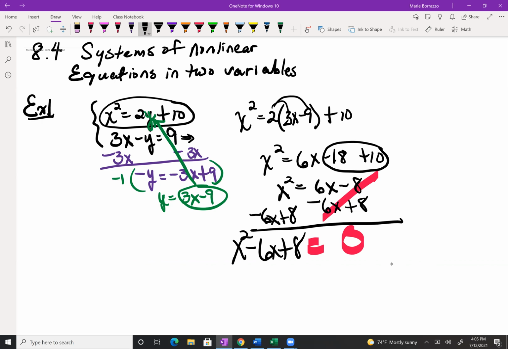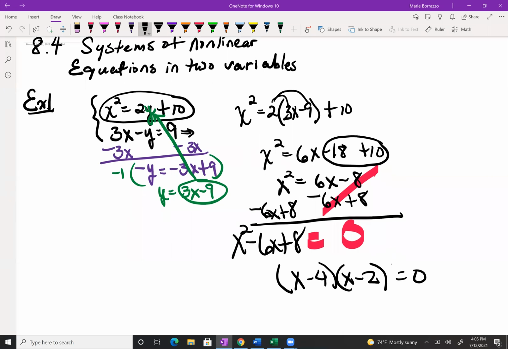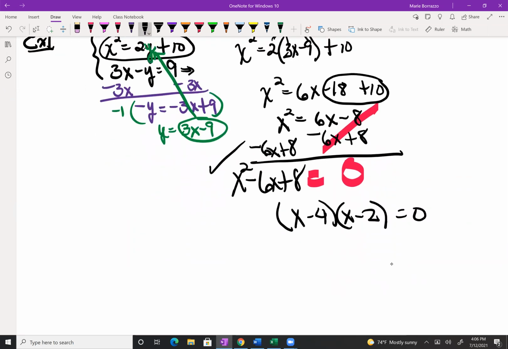When we factor this, we know that this is (x minus 4) and we know that this is (x minus 2). And that just goes back to basic knowledge of the trinomials. And so that means that I have x is equal to 4, and I have x is equal to 2.